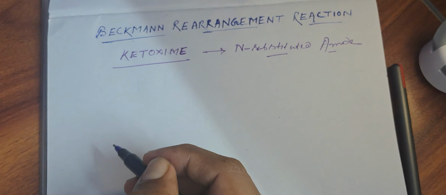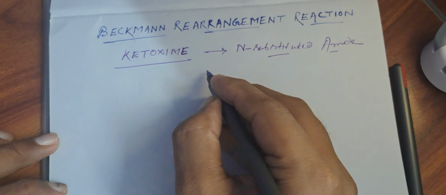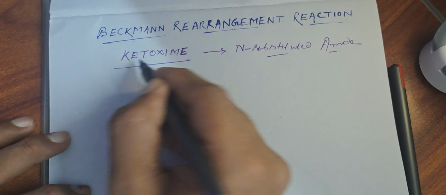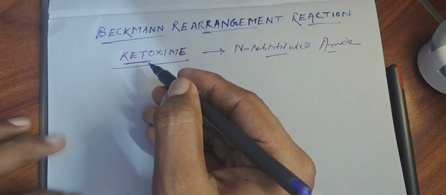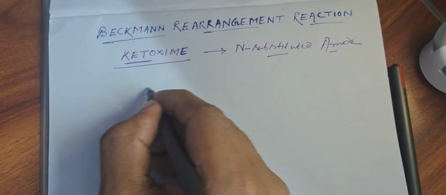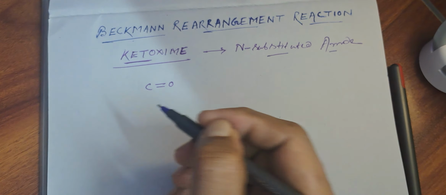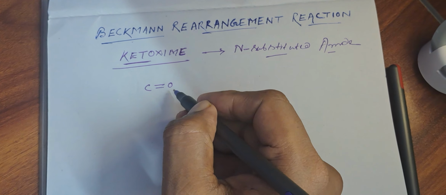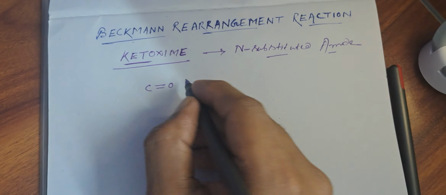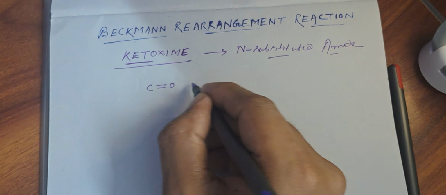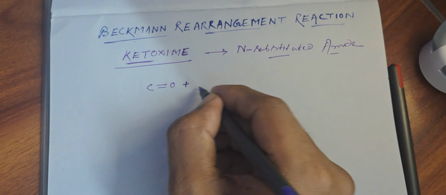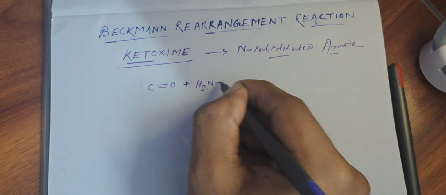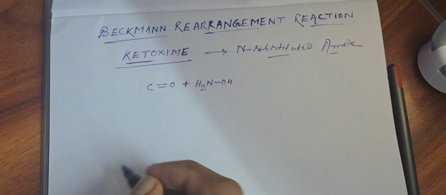First, let us see what an oxime is. From the name itself, we get the information about a keto. In the very process of making an oxime, it is the keto moiety that must participate. So when you are trying to convert a keto into an oxime, this is the keto moiety, and it interacts with hydroxylamine, that means H2NOH.